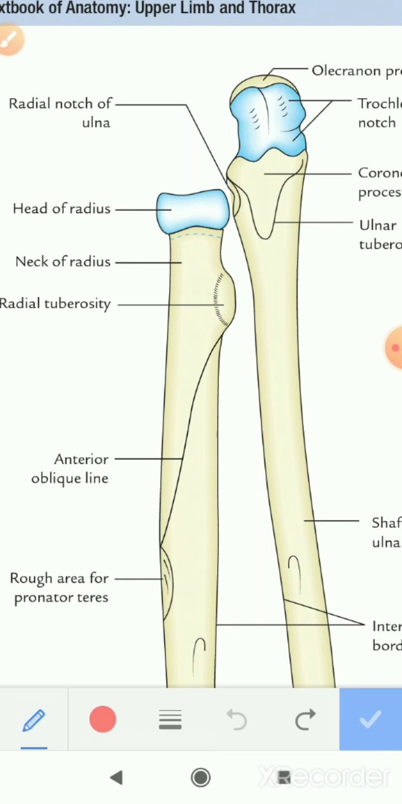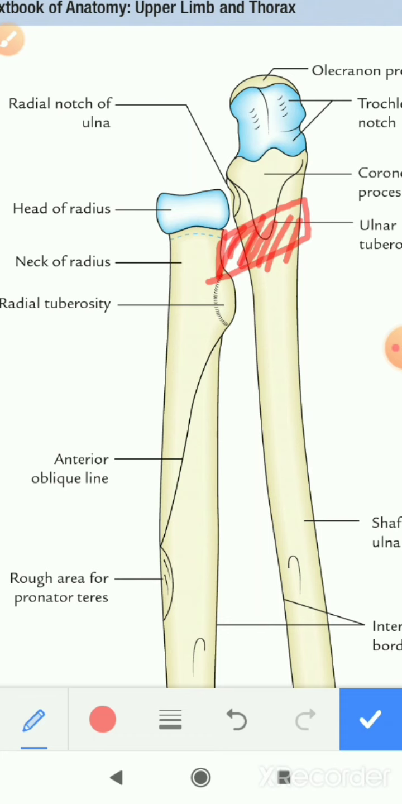Now come to the neck. The neck is a constricted part between the head and radial tuberosity, and in the neck a ligament is attached, that is the quadrate ligament. The medial side of the neck is attached with the quadrate ligament.